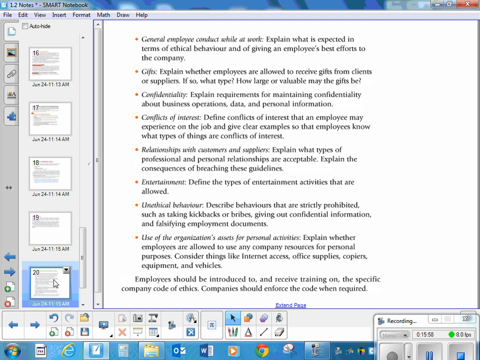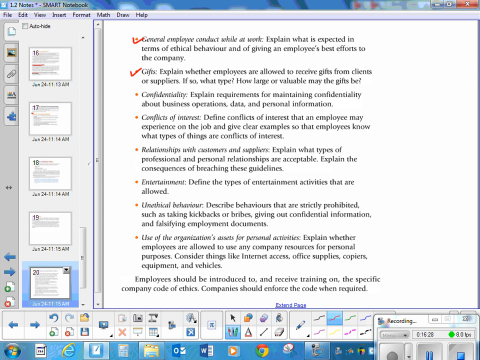So here are some basics that you might see with a code of ethics. General employee conduct while at work. They will explain what is expected of them. We also have gifts. It will explain if employees are allowed to receive gifts from clients or suppliers. So in gifts, there may be someone saying, here, I'll pay you $1,000 if you kind of forget that this transaction happened. Okay, that would be considered unethical.